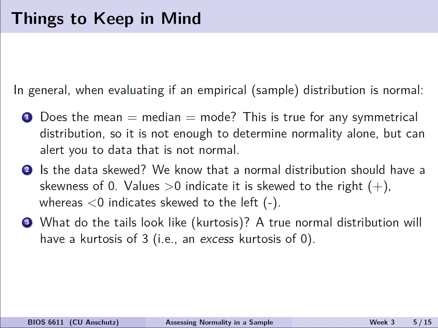Also, is the data skewed? We know that a normal distribution should have a skewness of 0, with values that are positive or negative indicating skewedness to the right or left respectively. And finally, what do the tails look like? That idea of kurtosis. The true normal distribution will have a kurtosis of 3, which is decidedly not helpful in looking at a figure, but we can keep in our mind the shape of a bell curve and determine if the observed distribution generally reflects that.